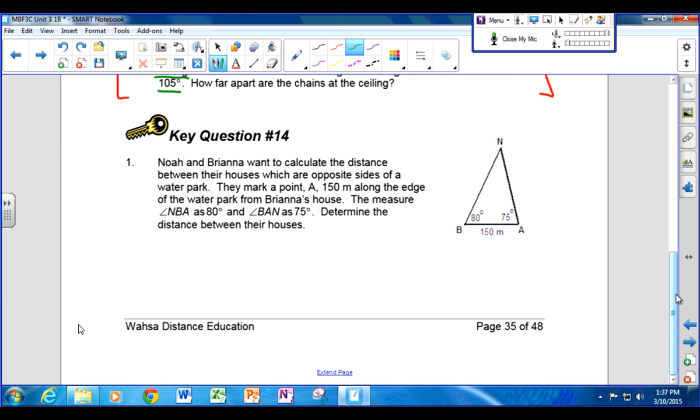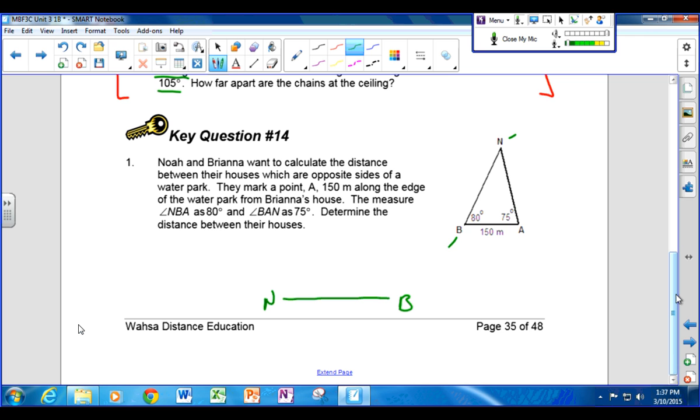So it says Noah and Brianna, so N and B, want to calculate the distance between their houses, which are on opposite sides of a water park. Okay, so there's Noah right there, and there's Brianna. If I didn't have a diagram, I might have drawn it like this, but it doesn't really make any difference. We're still going to have the same answer at the end, right?